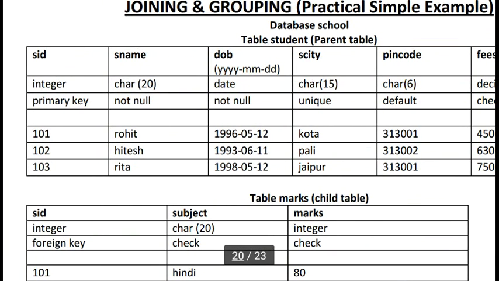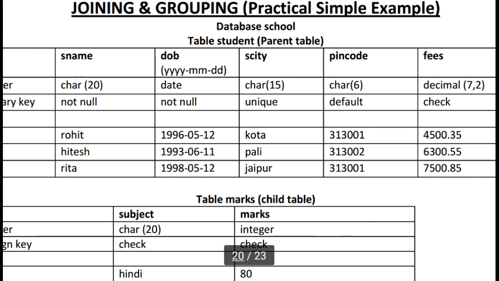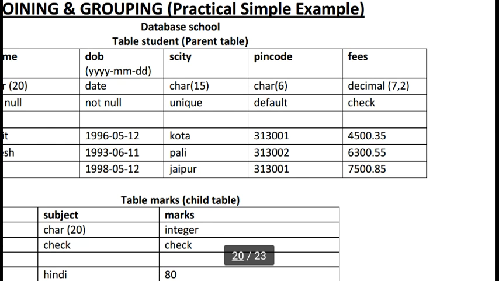SID is the primary key. SName is not null, meaning we must input the student name. Date of birth is not null, we must input the date of birth. City is unique, meaning each city name will not repeat. Pin code has a default, so if we do not input a value, the default value will be inserted. And for fees, we can use the check constraint because our school has a certain rule for the fees range.